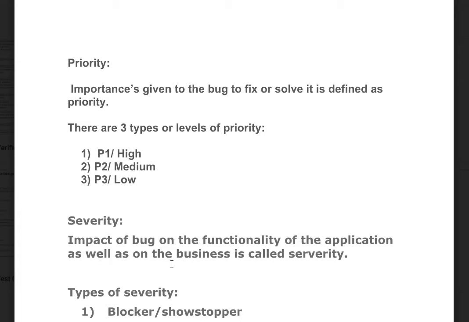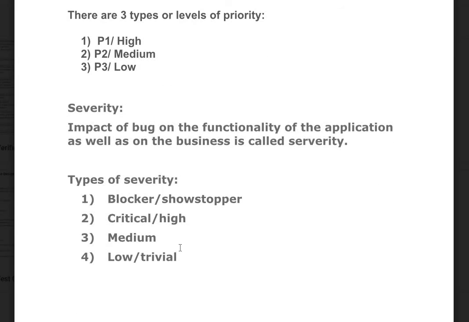Now moving to the next part, that is severity. So what exactly is severity? Severity means the impact of that bug on the functionality of the application. You also have to think about the impact of that particular bug on the business as well. While considering the impact on the functionality as well as on the business, we tag the different levels of severity. So what are the different levels of severity?